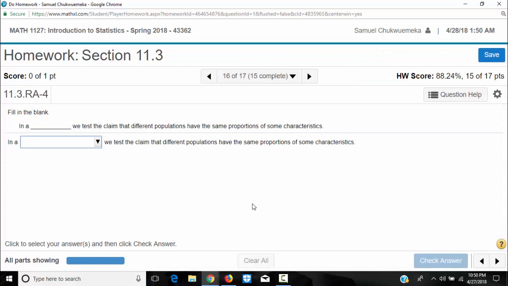Question 16. In a dash, we test the claim that different populations have the same proportions of some characteristics. This should be homogeneity test. Test of homogeneity.